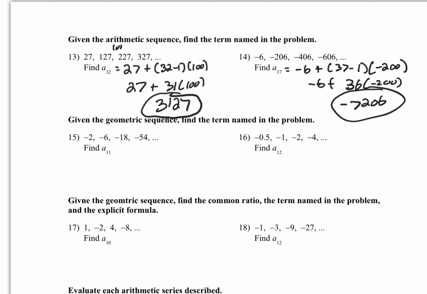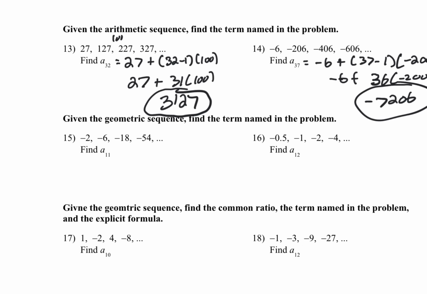Given a geometric sequence, so we got now geometric sequences, we're going to find the term. So the formula for this is equal to our first term, which is negative 2, times our ratio. To find the ratio, negative 6 divided by negative 2, which is 3. So that's going to be 3 to the 11 minus 1. So it's negative 2 times 3 raised to the 10th. Negative 118,098.